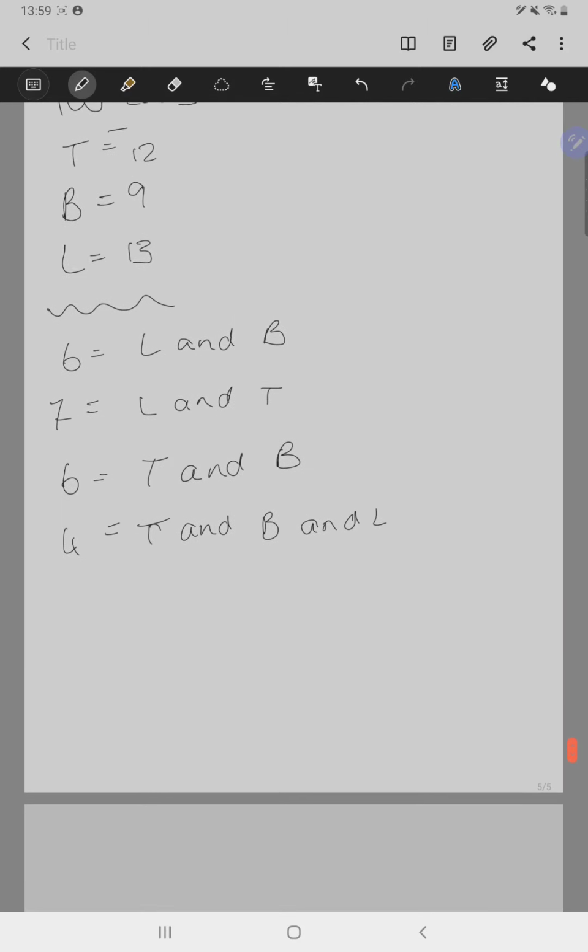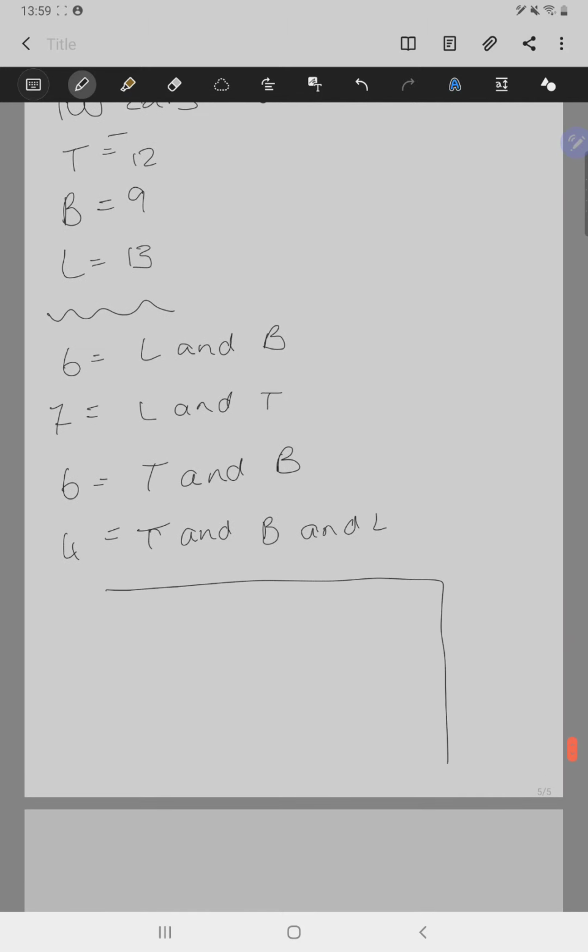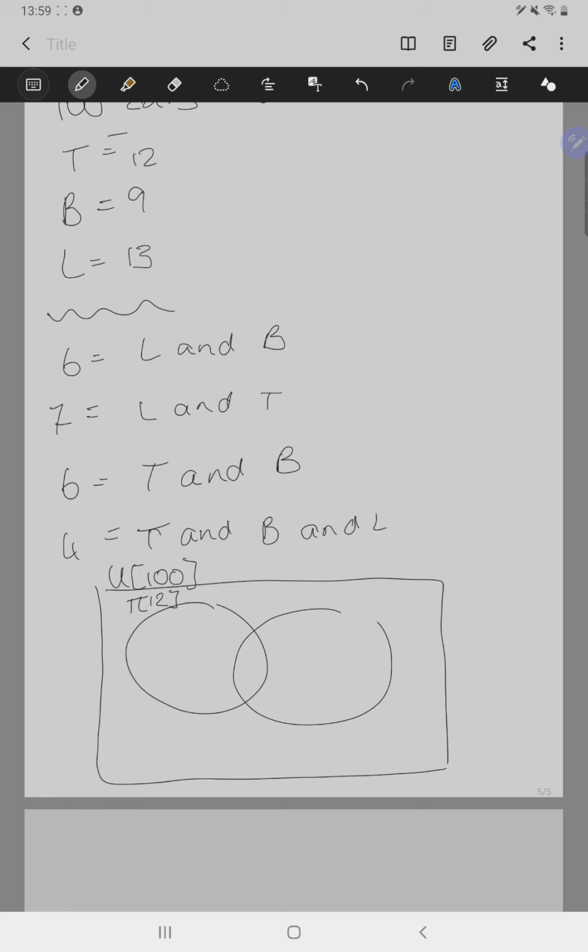Let's have a look at this. So our universal set, again, we know that there is 100 people in there. We have tires, which in total is 12. We have brakes, which in total is 9. And we have lights, which in total is 13. So let's fill in the information that we have so far.